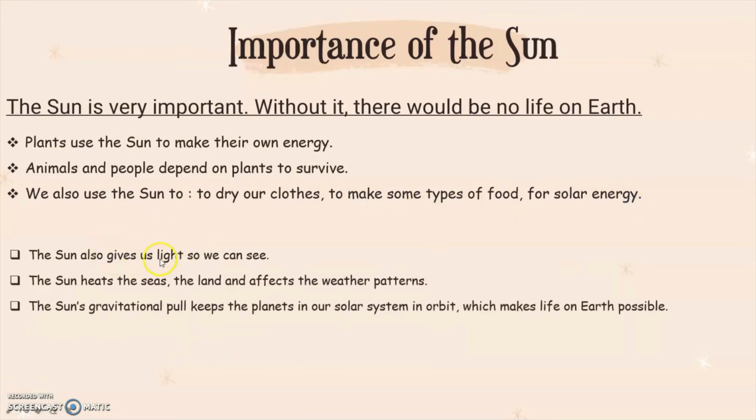The Sun also gives us light so we can see. If we do not have a lamp or a candle, we use the Sun. And then the Sun heats the seas and the land, and affects the weather patterns. The Sun's gravitational pull keeps the planets in our solar system in orbit, which makes life on Earth possible.